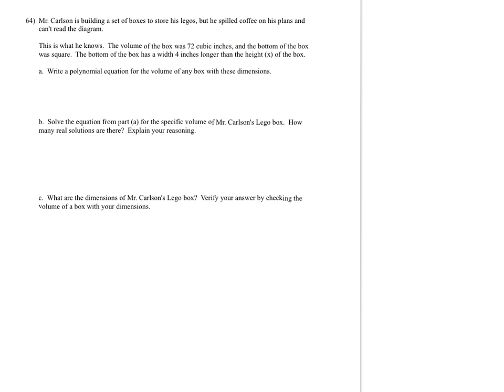Third word problem. Mr. Carlson, hey, that's me, is building a set of boxes to store his Legos, but I spilled coffee on my plans. That sounds terrible. This is what we know. The volume of the box. Okay, I'm going to draw a box. I am such a good artist.